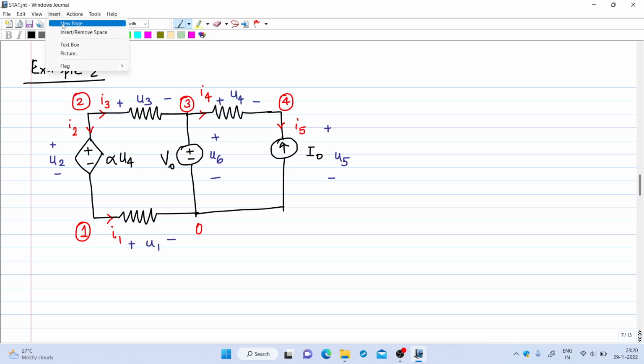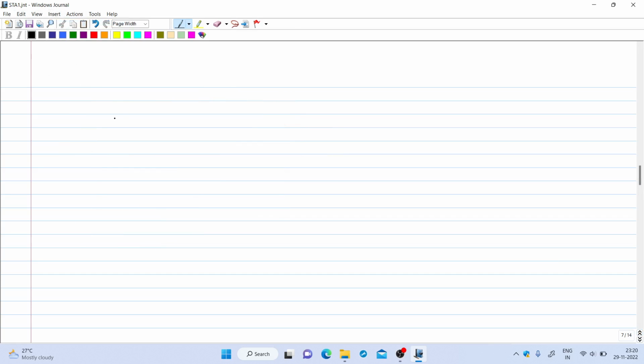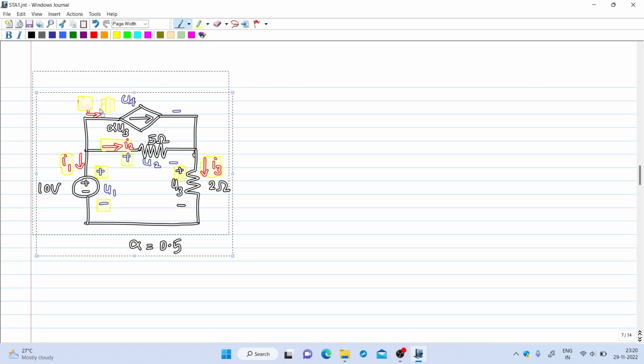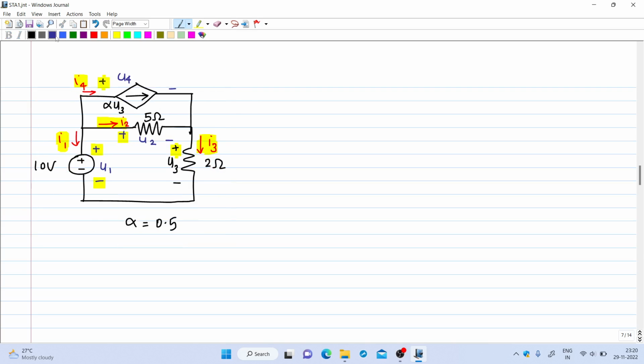Let me take a new page. The branch constitutive equations we can write. The branch 1 voltage U1 is 10 volt, because in branch 1 the element is a voltage source. So its voltage is directly specified as 10. So U1 equal to 10 is our seventh equation.